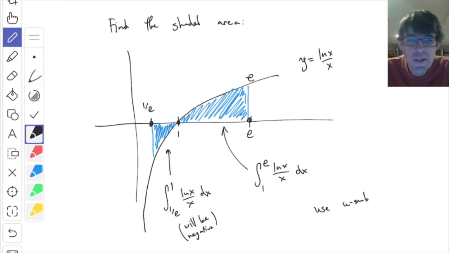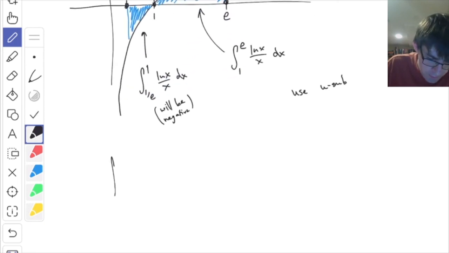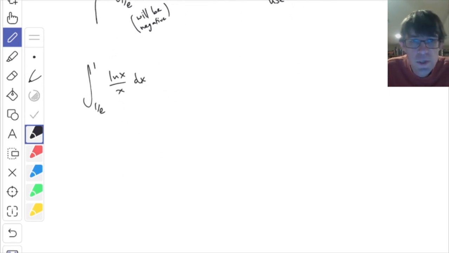Okay, let's do the one on the left, and I will leave the one on the right for y'all to do. The one on the left shall be the integral from 1 over e up to 1 of ln x over x dx. We don't need the picture anymore. We just have to do this integral.